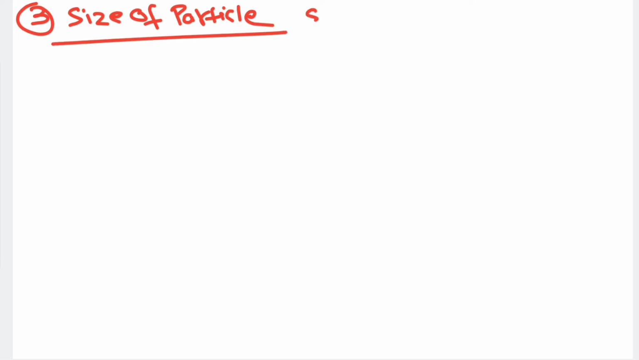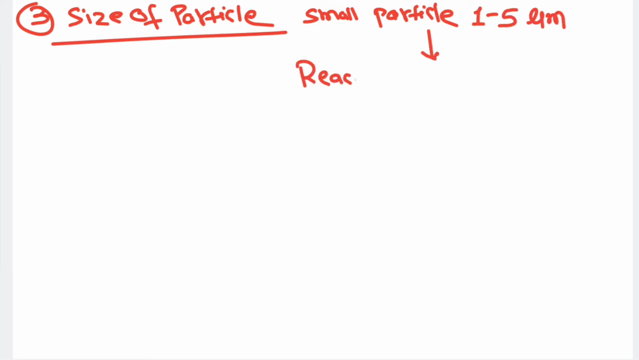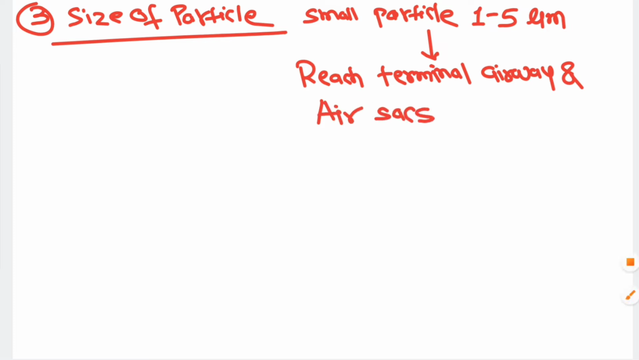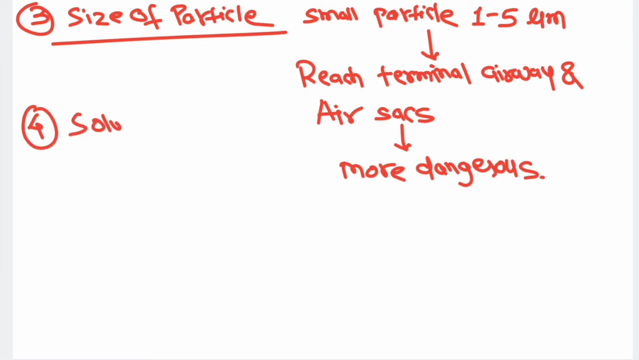The third factor responsible for pneumoconiosis is the size of the particle. If the particle size is small, especially 1 to 5 micrometer, then such small particles can reach the terminal airway and the air sacs. They can reach up to the alveoli, and that's why it is more dangerous. If the size of the particle is very small, then it's very dangerous. It can reach the alveoli.